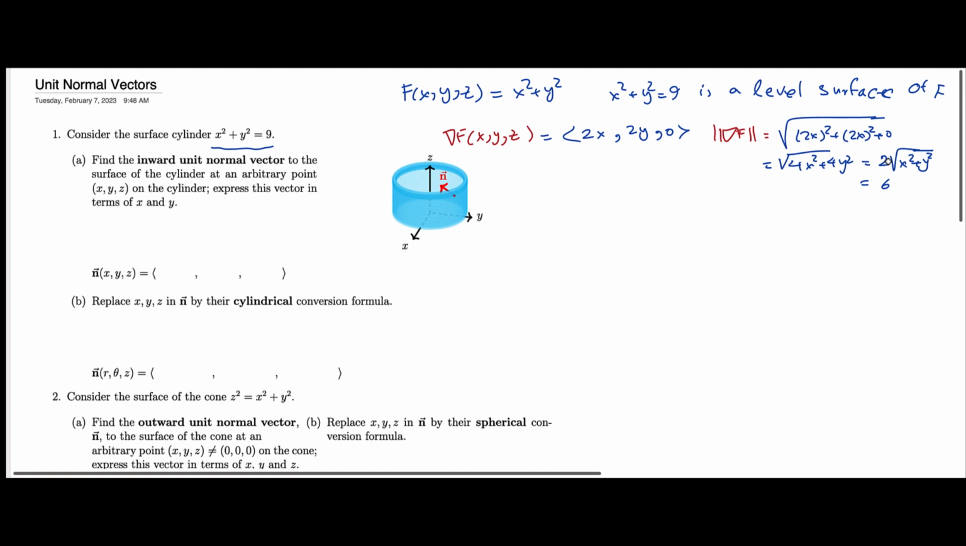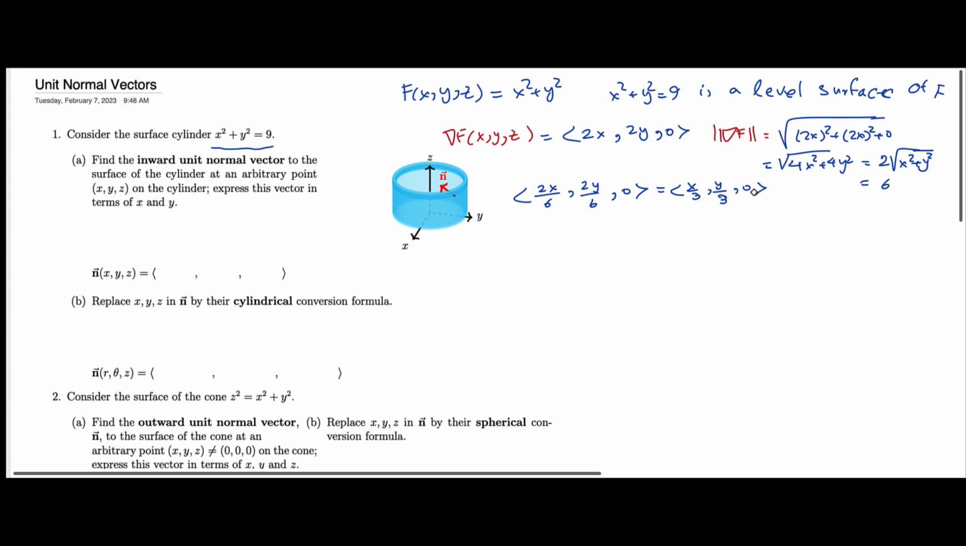Now, the next thing that I want to do is to find a unit vector normal to the surface at point x, y, z. A unit vector would look like this. It would be 2x divided by 6, 2y divided by 6, and 0, which simplifies to x over 3, y over 3, and 0. This is 3. There we go.